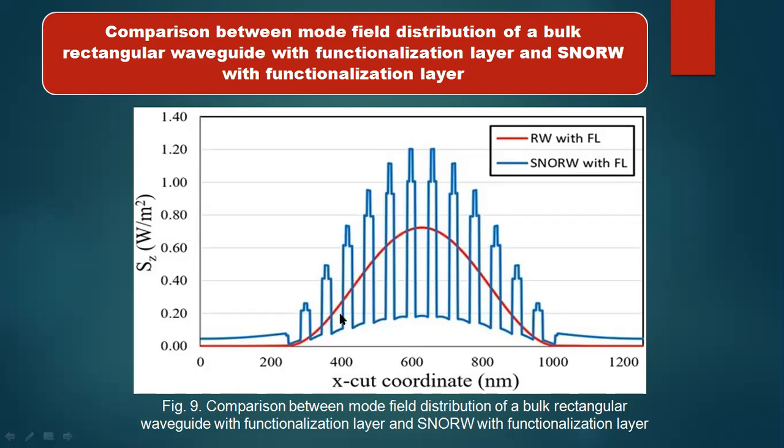Thus, we can see that upon forming a slot waveguide sort of thing in the SNORW, the energy which should have been in the silicon nanowire region gets transferred to the region between the silicon nanowires, and thus the energy gets transferred to this bar and this bar, and this is another thing that we had observed.